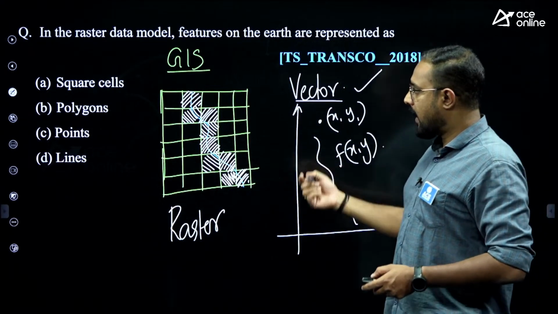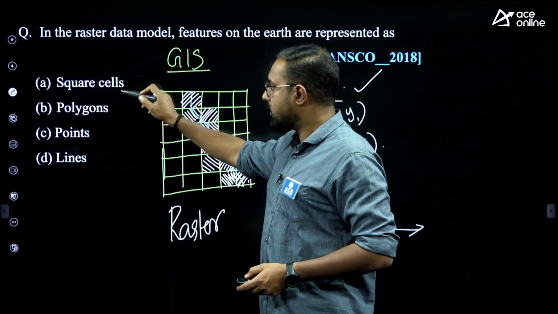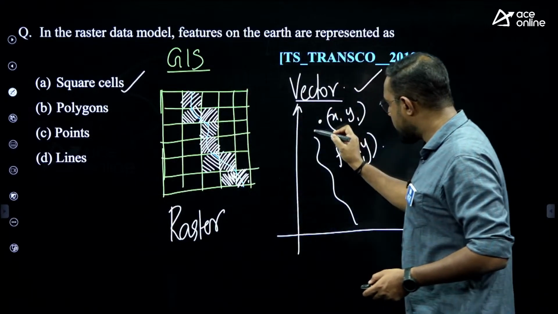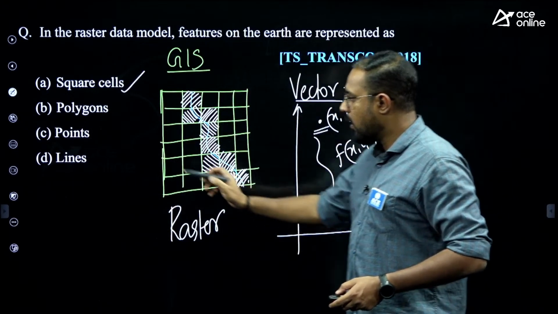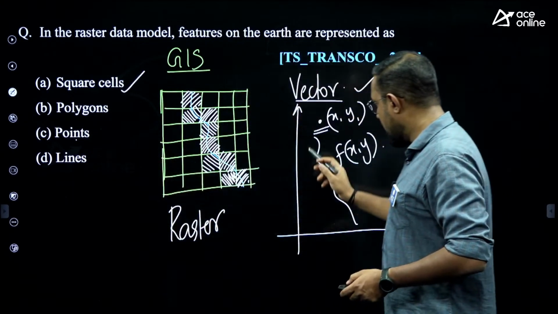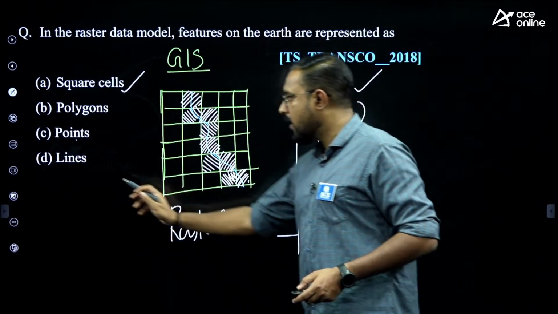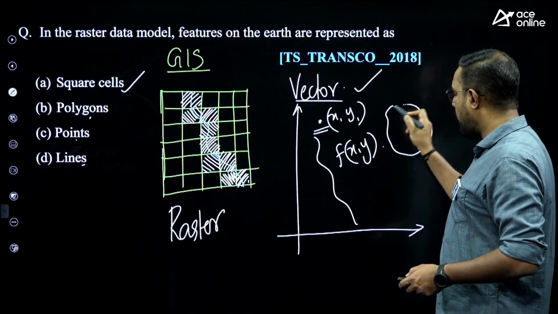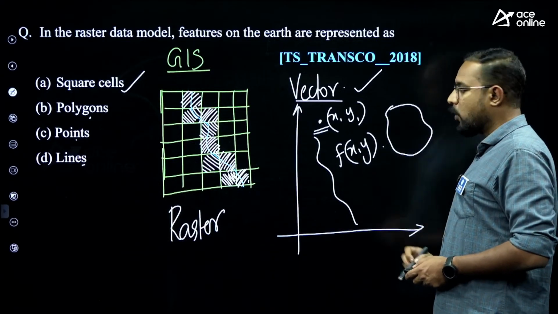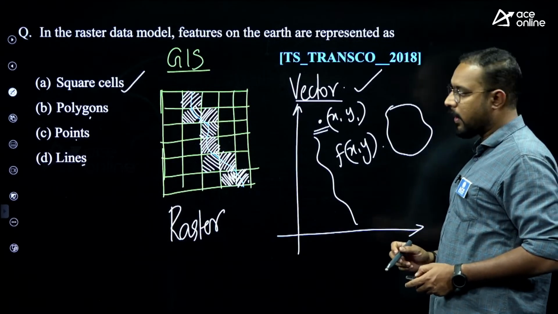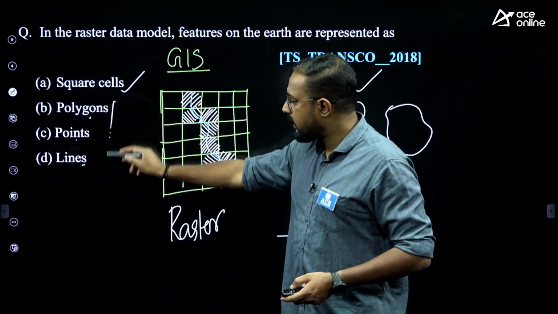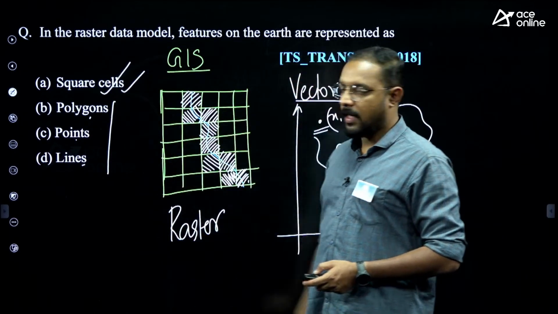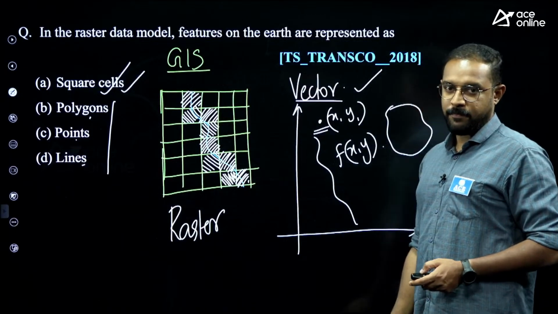So what is the answer here? We can say that it is square cells. So you see, point representation is with vector. Line representation is with vector. Where do polygons come? If I want to represent a pond or a forested area, I can go with polygon representation. So these three are associated with vector, and this is associated with our raster.